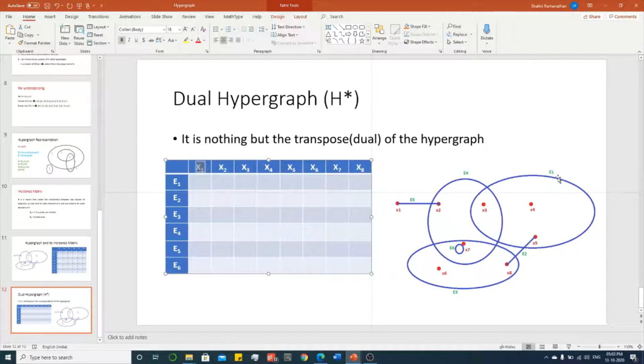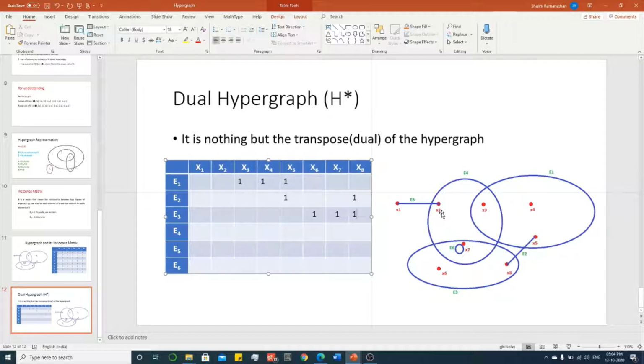Now we shall fill it. Edge E1 has three vertices: x3, x4 and x5. So 3, 4 and 5. E2 is 5 and 8. E3 is 6, 7, 8.